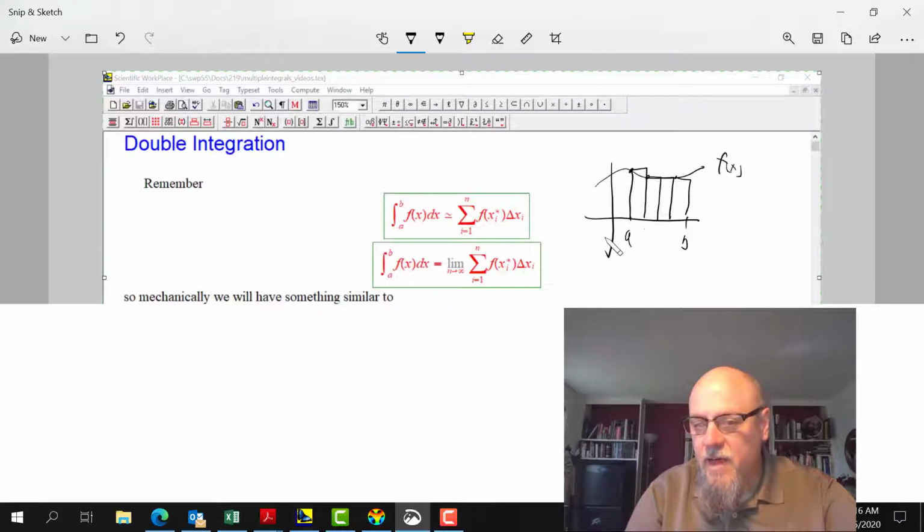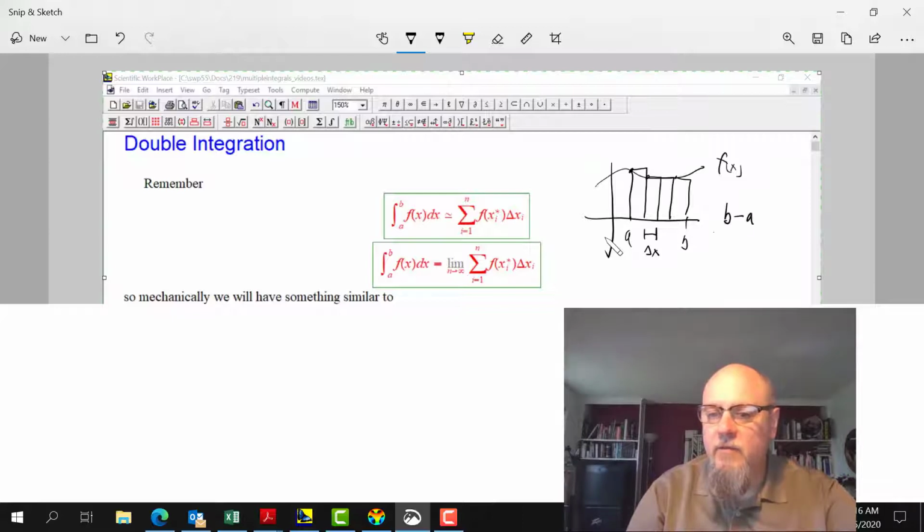Our delta x then was the width of the rectangles, and we usually got that by taking the interval length and dividing by the number of rectangles. That would give us our width of the rectangles. We had a constant width of rectangles. And this f of x star, so we're trying to get the area of one of these rectangles. That would be the width, delta x, times the height.